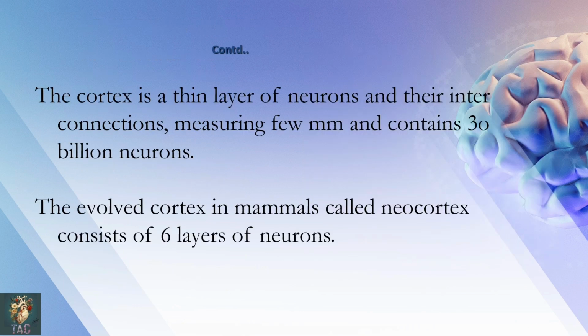CNS. So the cortex is a thin layer of the neurons and their interconnections, measuring a few millimeters and containing 30 billion neurons. The evolved cortex in mammals is called neocortex. It consists of 6 layers.